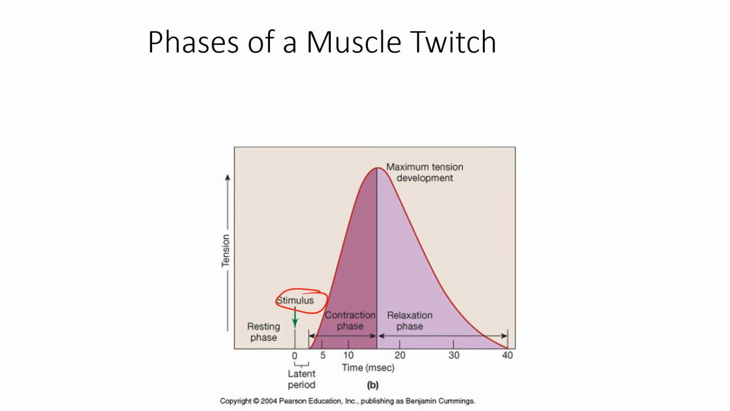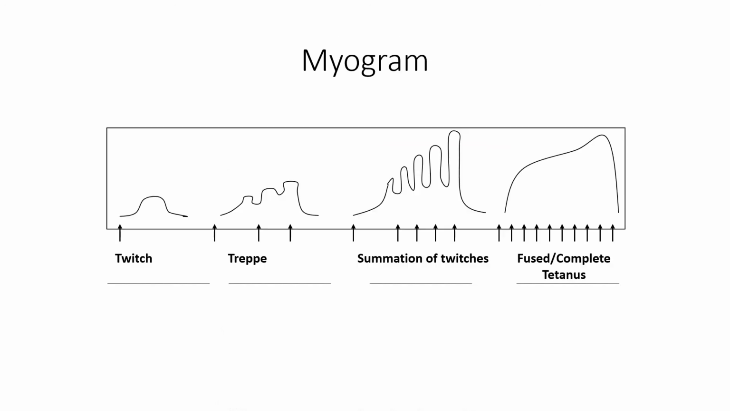At the peak of contraction, that's when we see the highest level of tension occur in that muscle. So in order to increase the strength of a muscle contraction, we can change either the frequency and/or the number of muscles being stimulated. This myogram shows us that if we increase the frequency of stimulations, we can increase the tension of the muscle contraction. These arrows along the bottom illustrate a muscle being stimulated.